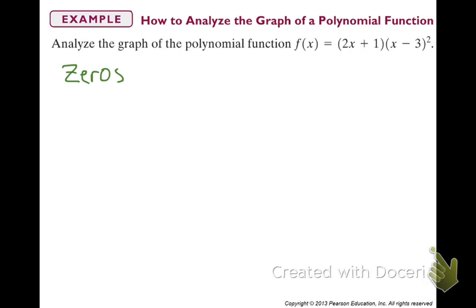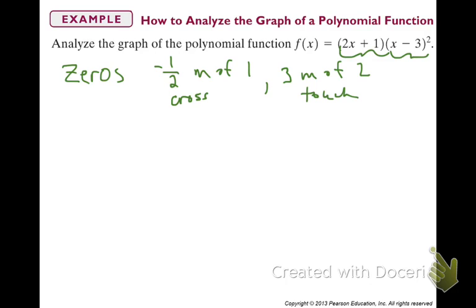So what are our zeros on this one? 2x plus 1, what's that zero? Negative 0.5 or negative 1/2. Okay, and what's its multiplicity? 1. And this one, what's that zero? 3, and it has a multiplicity of 2. So multiplicity of 1, what is the zero doing, touching or crossing? This one's going to be crossing. And multiplicity of 2, what's this one going to do? Touch.